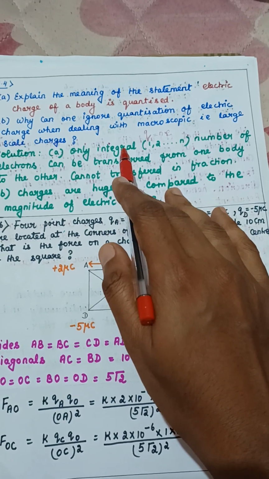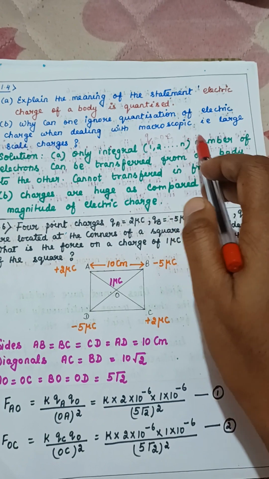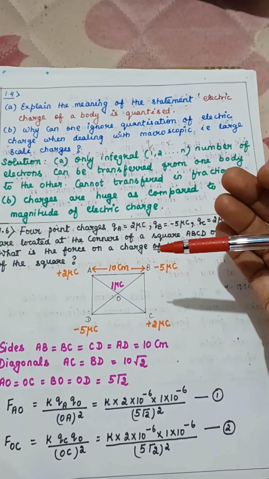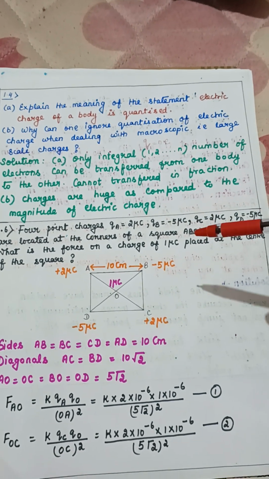So here charges can be transferred from one body to another, like 1, 2, 3, 4, 5, 6 up to n. Okay, so the charges cannot be transferred in the form of a fraction like 2/3, 4/3, 6/10, like that.